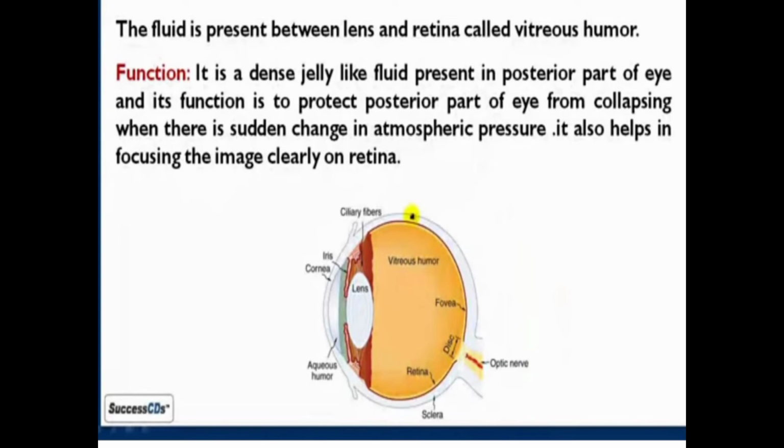Then comes the vitreous humor. This fluid is present between the lens and retina. It is a dense jelly-like fluid present in the posterior part of the eye. Posterior means this back part. Its function is to protect the posterior part of the eye from collapsing when there is a sudden change in atmospheric pressure.